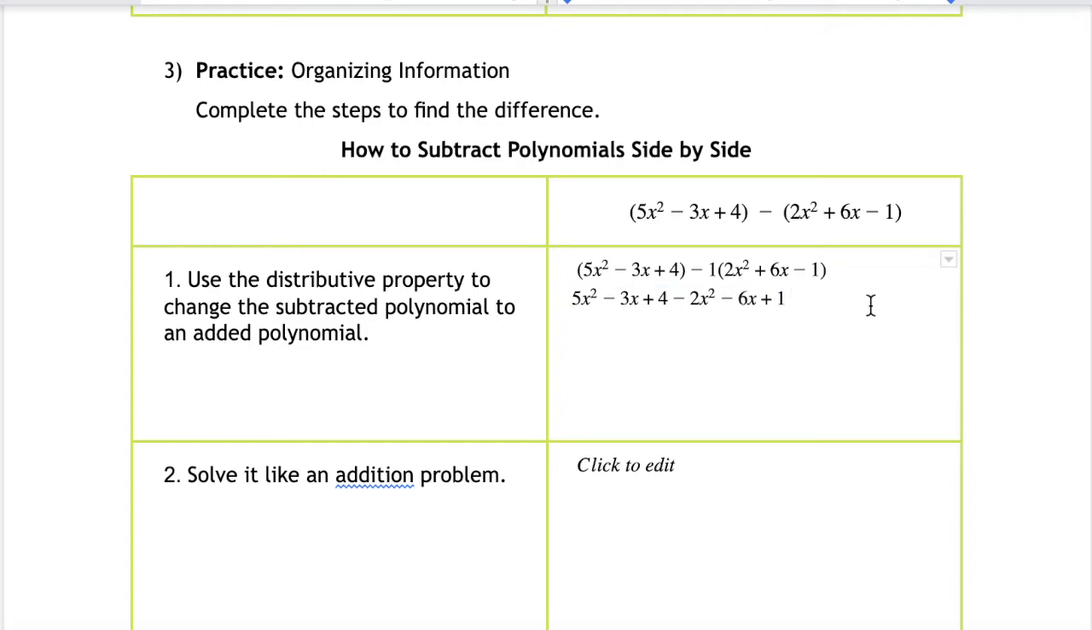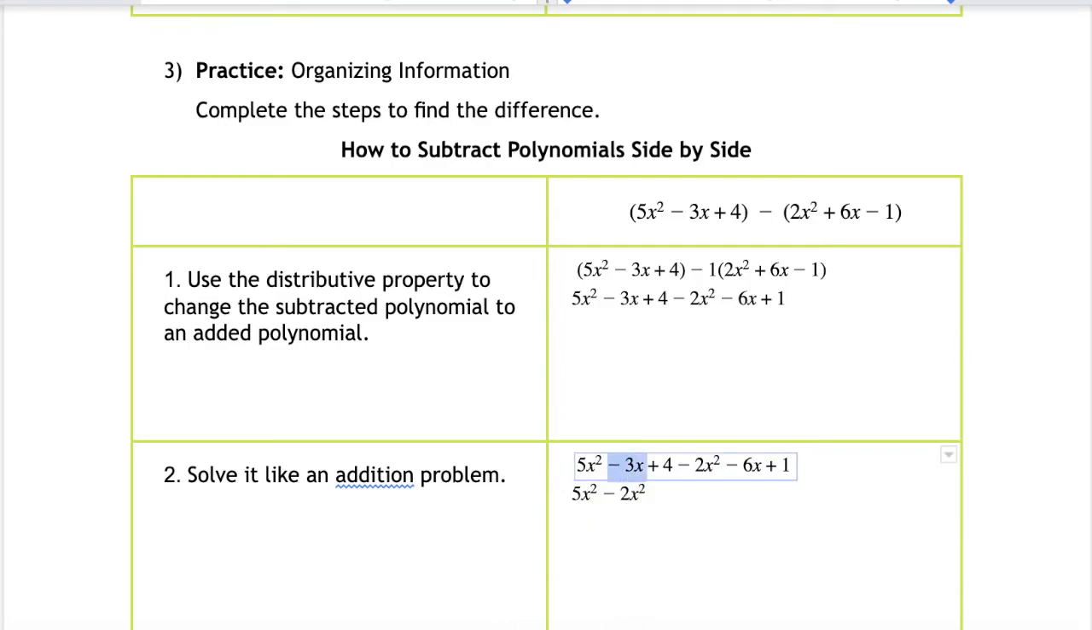And so now I can treat this like a regular addition problem. So I'm going to move on to step 2 with that expression. So let me just copy this. Okay, so that's the expression that I'm starting with now in step 2. And I'm going to combine my like terms. So I'm going to put them right next to each other. So I have 5x squared, and I'm looking for a like term in this original expression. And I see that I have this minus 2x squared, so I'm going to put that right next to my 5x squared.